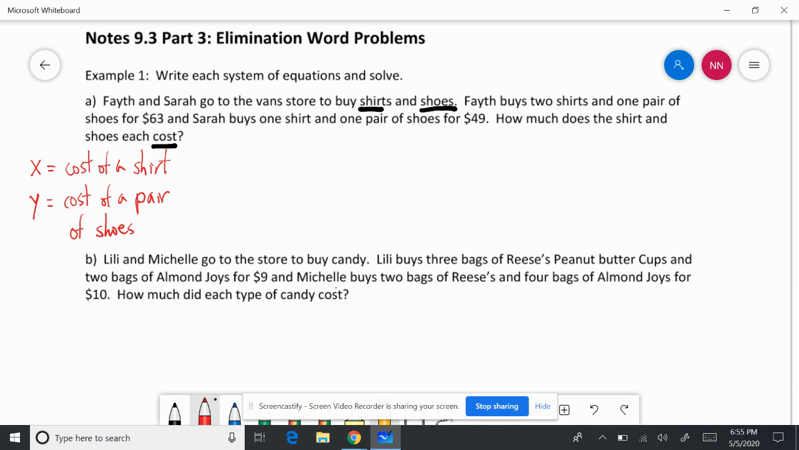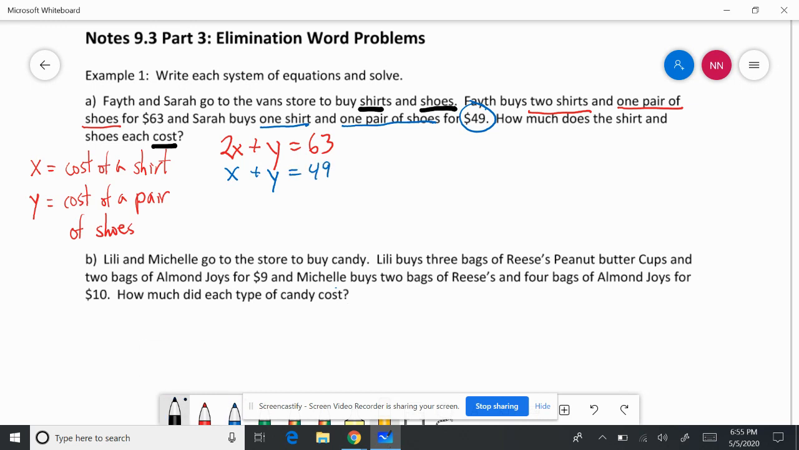Now we're going to write our equations. With the first one, Faith buys two shirts, 2x, and one pair of shoes, y, is equal to 63. Then we read on and we see that Sarah buys one shirt and one pair of shoes, $49. So x for the one shirt plus y for the one pair of shoes equals 49.